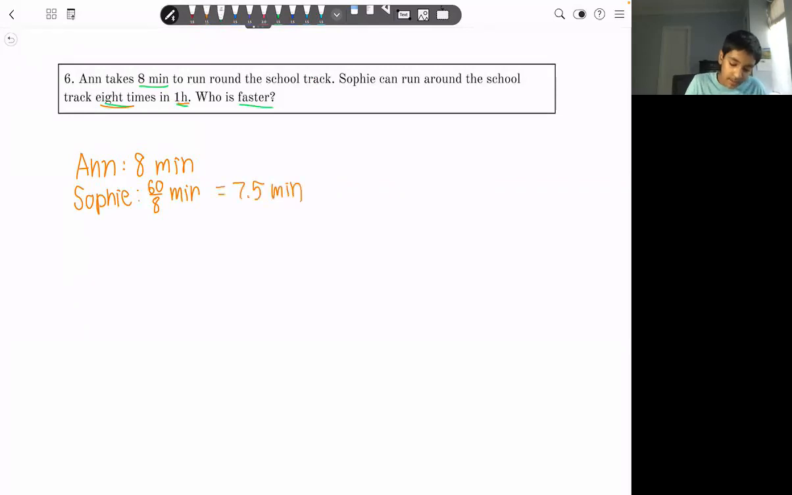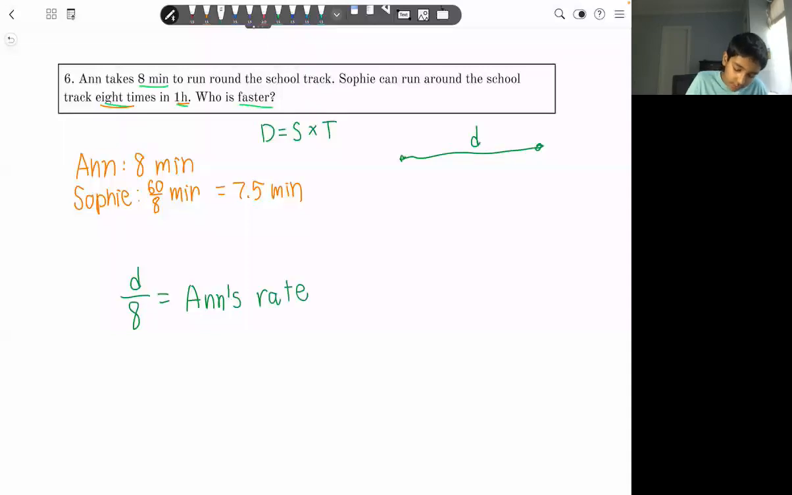Well, you can think about the distance. So let's just say the distance that she travels in the path is some distance d. So this formula we're using here is that the distance is equal to the speed times the time. So distance divided by 8 is Anne's rate. And similarly for Sophie, it's just going to be distance divided by 7.5, which is Sophie's rate.